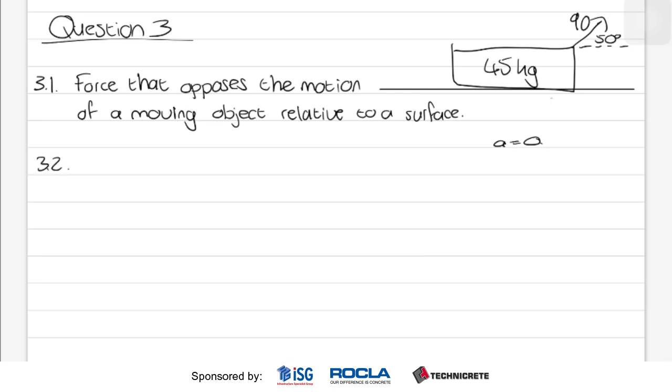3.2. State Newton's first law of motion in words. Please, please, please study your definitions. What is Newton's first law? Newton's first law is that a body will remain in the state of rest or motion at a constant velocity unless a non-zero resultant force acts upon it. It is saying that an object will not move unless acted upon by a force.